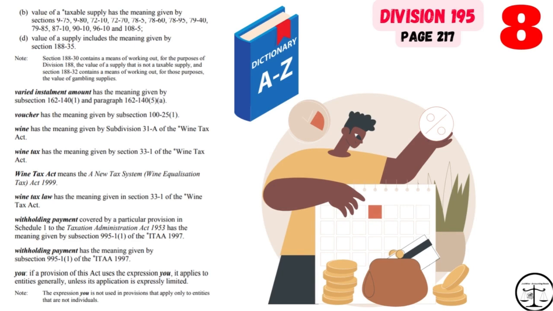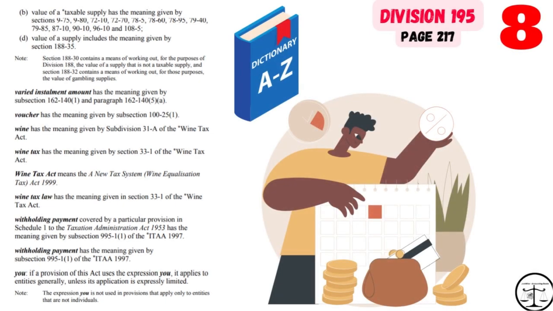Page number 217, word number 63. Varied instalment amount. 64. Voucher. 65. Wine. 66. Wine tax. 67. Wine Tax Act. 68. Wine tax law. 69. Withholding payment. 70.